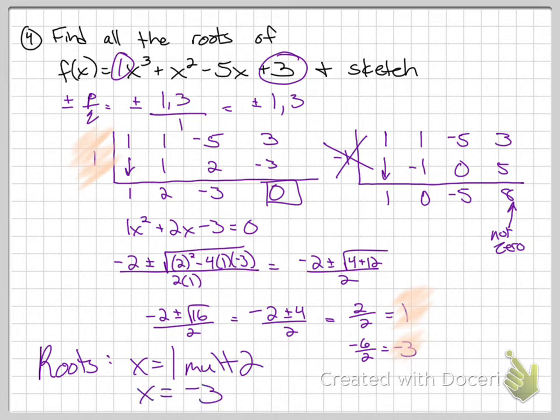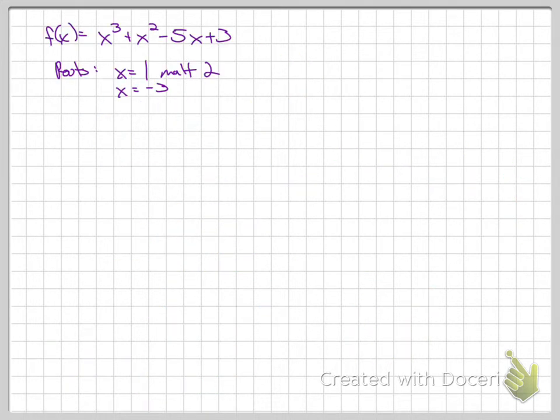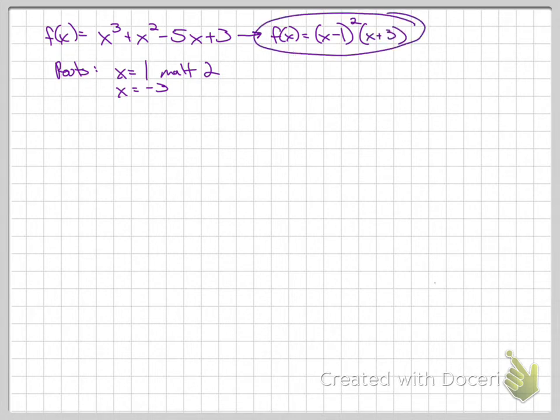I need a new page so we can sketch this. Okay, so here's what we got from the last one. So what we did was we turned this into factored form. If it's x equals 1, that's x minus 1 squared. And then if it's x equals negative 3, that's x plus 3. So it's like I gave you this, and I asked you to sketch it. So let's find everything we need to find. Pause the video and try it.